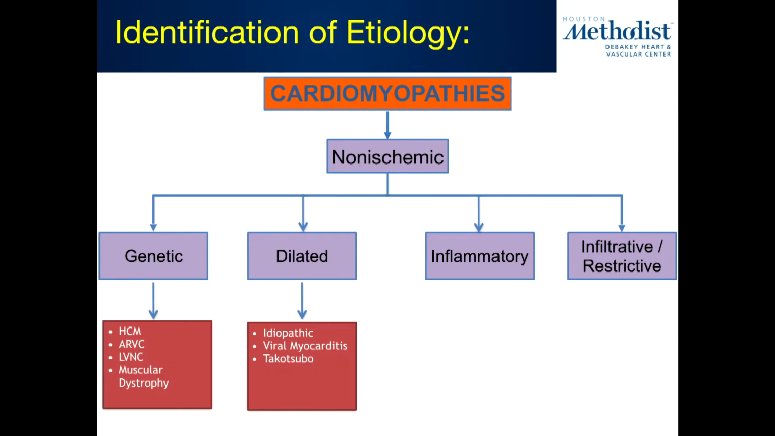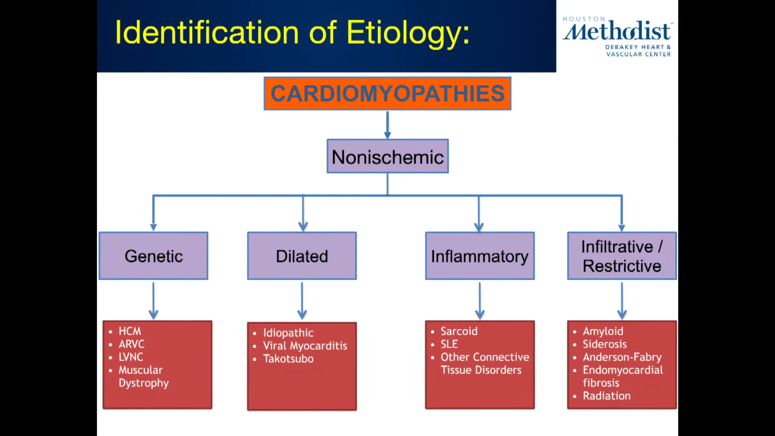Those that are what we call the dilated cardiomyopathy, most of the time that's idiopathic. Sometimes it can be viral myocarditis or Takotsubo's. And then also those that are inflammatory, which are things like sarcoid, SLE, connective tissue disorders, and then things that are infiltrative or restrictive, like amyloid, iron overload, Anderson-Fabry disease, and a variety of others. And although there's overlap, I think the idea is that if we think of it in this framework, let's start approaching these cardiomyopathies one by one.